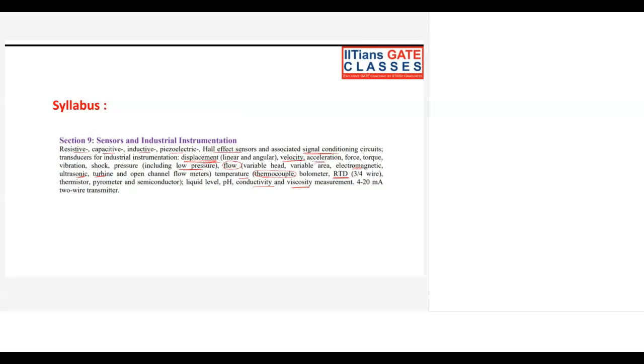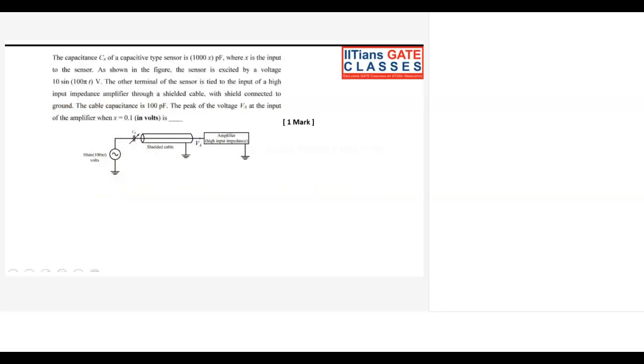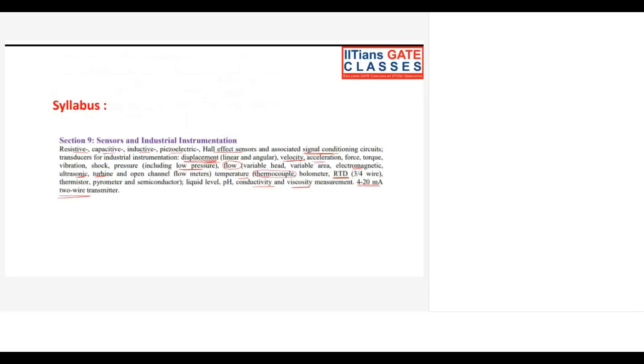From this year they have introduced the 4 to 20 milliampere 2-wire transmitter. So this part is common for your process control as well as your sensors and industrial instrumentation, right? Okay, so here goes the first question. The first question is from the capacitive sensors. If you see the syllabus, we have the capacitive sensors and their signal conditioning circuit.